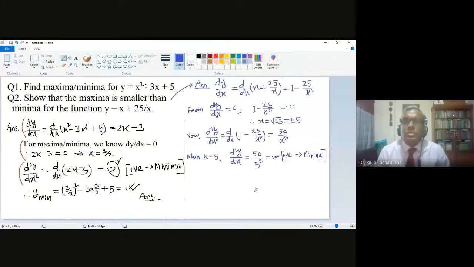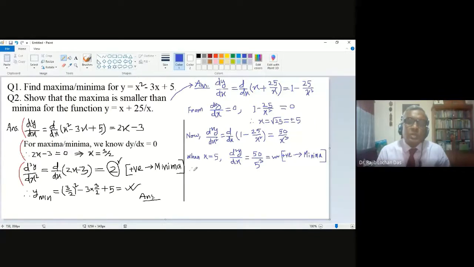Yes. So you put x equals 5. So it will be 50 by 5 cube, so the answer is positive. So the minima will come. The answer is 2 by 5. Okay, so minima will come, and now you can go for calculating the minimum value.